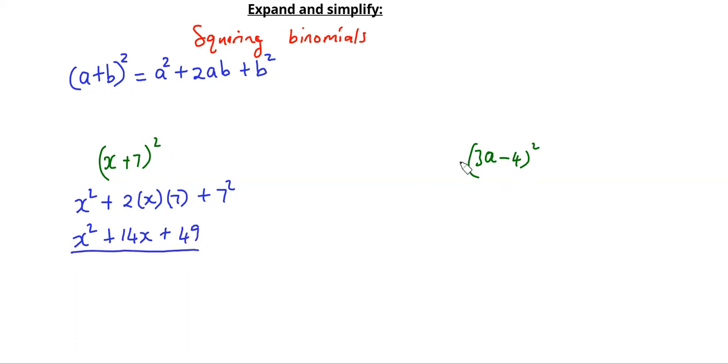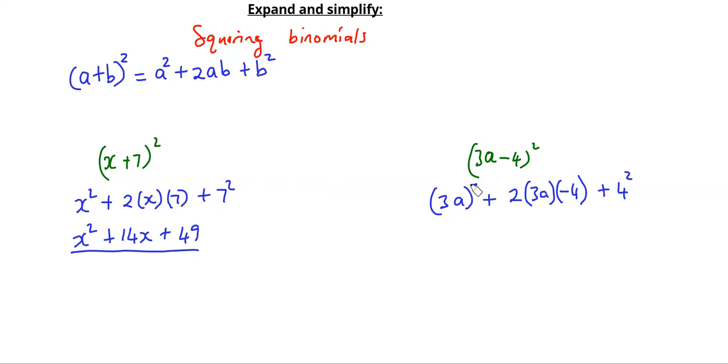What about the next, the second one here? We have a negative here, but still, let's stick to our rules. When we stick to our rules, we're going to get the correct answer. So 3a, we square that because that's our first term. Then plus, remember, 2. What is our first term? 3a. What is our last term? Negative 4. Then plus 4 squared.